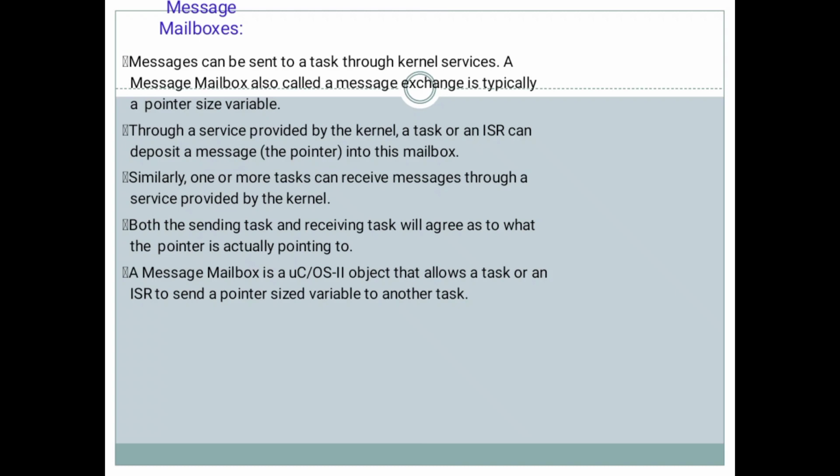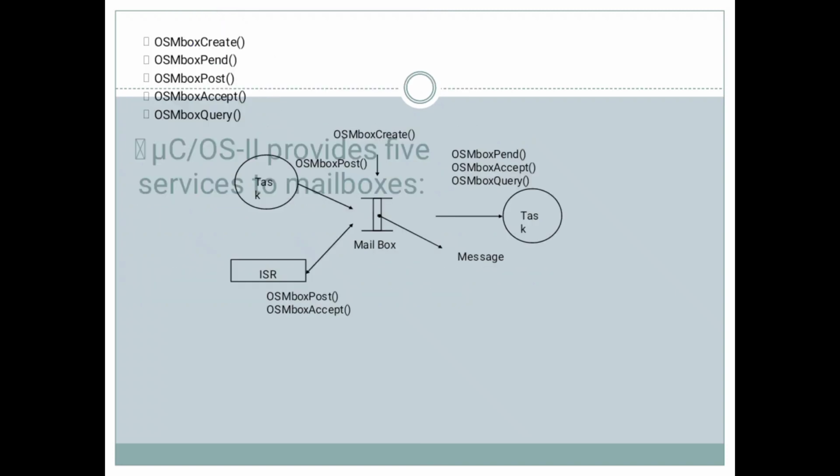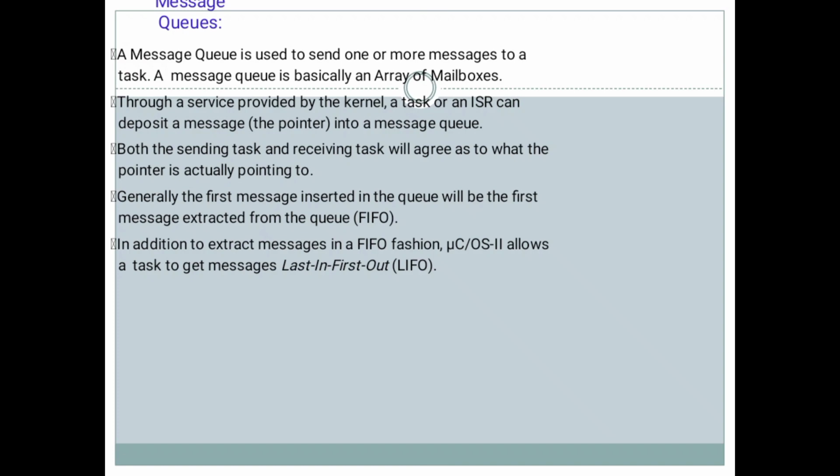A message mailbox object allows a task or an ISR to send pointer-sized variables to another task. This is a diagram for the mailbox, which also has create, pend, post, accept and query. A message queue is used for waiting messages; more messages to a task reach the task through a service provided by the kernel.